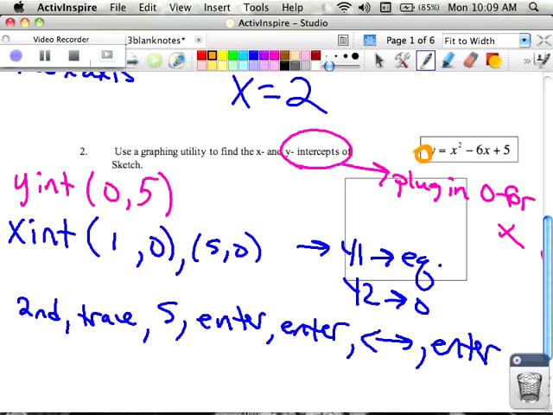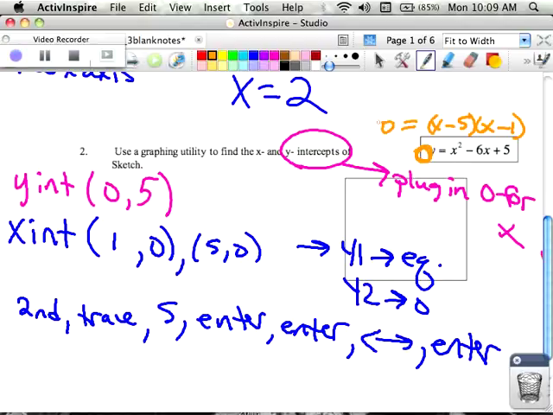So if I were to use factoring, which I like because I'm pretty good at it, I would do x minus 5, x minus 1 equals 0. And the things that make these two parentheses 0 are 5 and 1. And that's how I got my intercepts, or my zeros. Okay, so I use factoring when I can.